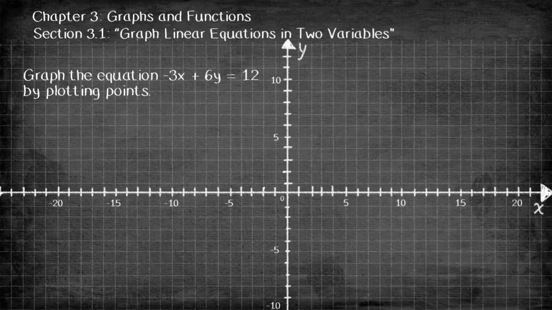And last example, negative 3x plus 6y equals 12. I just wanted to show what's going to happen if you don't have just a y on one side of the equation. And basically, we're just going to solve for y to make our lives easier.